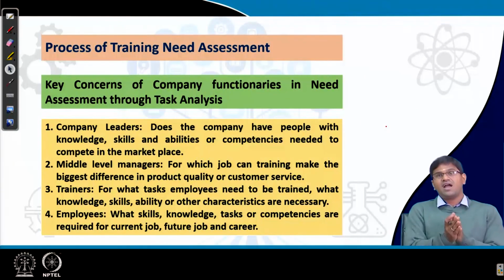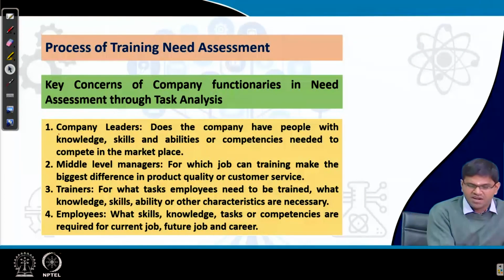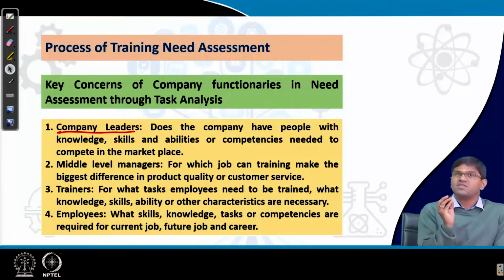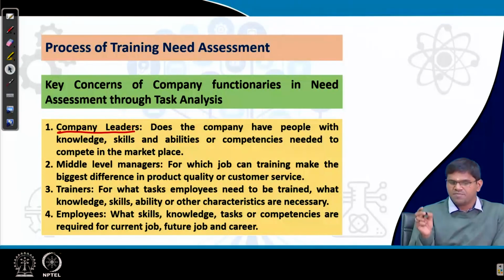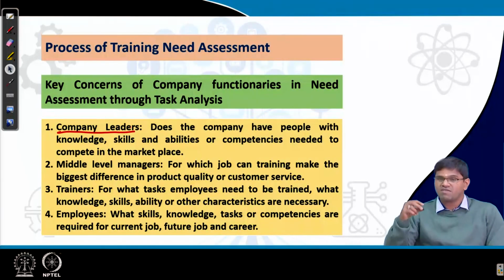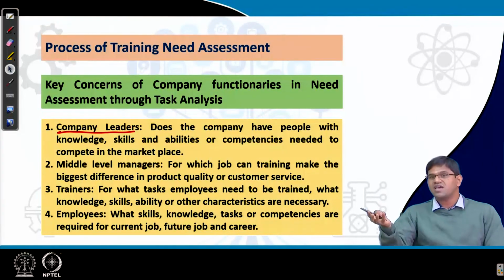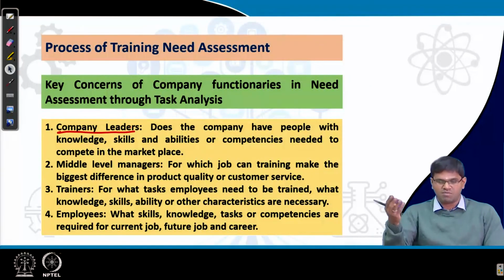Okay, then again the same case as we did for the concerned functionaries. Company leaders, what do they have to look at from the task analysis? Does the company have people with this specific knowledge, skill and ability to compete in the marketplace? Do we have people with these required KSAs for the specific job in the marketplace?